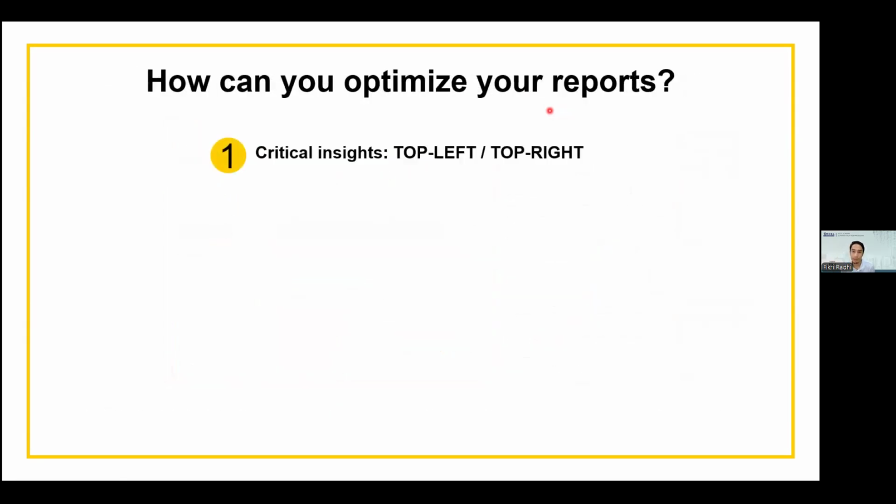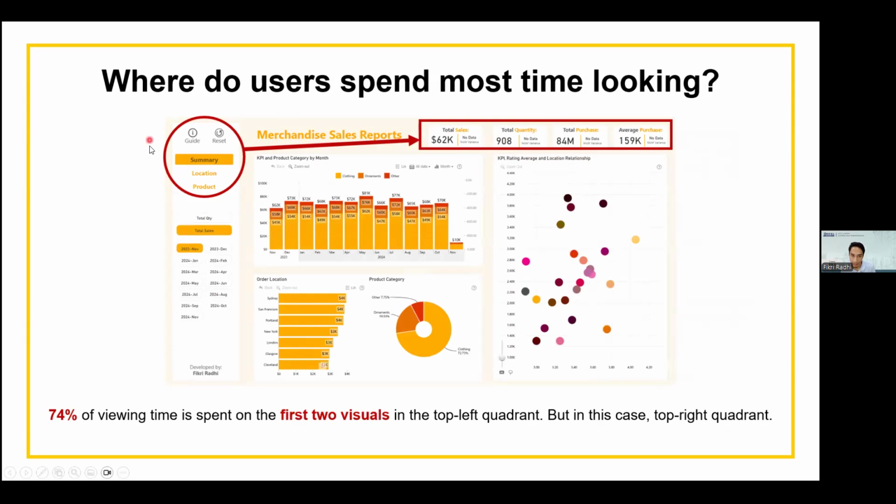So how can you optimize your report? The critical insight goes in the top left or top right, because this is where most people spend time, right? So you need to think about what you want to put in the most top left or top right corner. Based on all the top part, what you want to put here or on the right part.